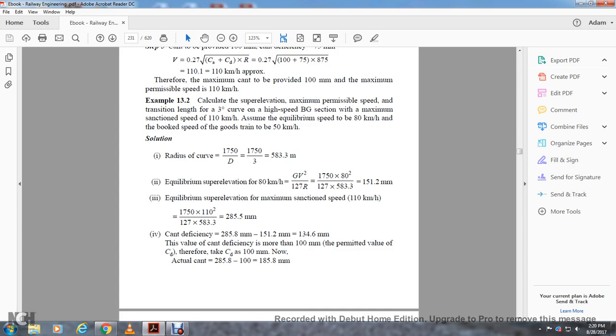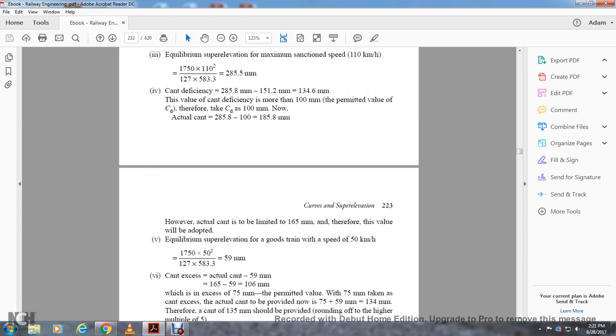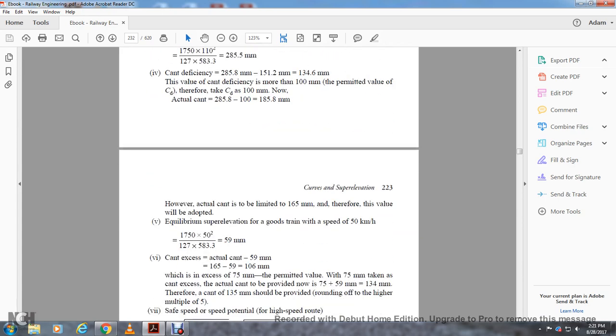The value of cant deficiency is more than 100 millimeters, so the permitted value of the cant deficiency is taken. Therefore, the cant deficiency is 100 millimeters, and the actual cant is 285.8 minus 100, which is 185.8 millimeters, lower than 108.5 millimeters. However, the actual cant is limited to 165 millimeters, and this value was adopted as the equilibrium superelevation.